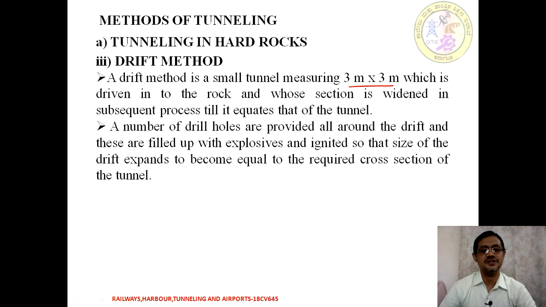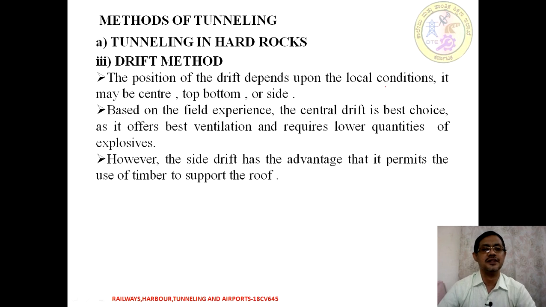So that the size of the drift expands and becomes equal to our required cross section of the tunnel. So this drift method depends upon the site condition or local condition. Depending upon the site condition, drifting can be done at the center, or at the top, or the bottom, or aside. In any of the three locations, we can make a drift, and we can drill a number of holes, and the tunnel is going to be constructed.